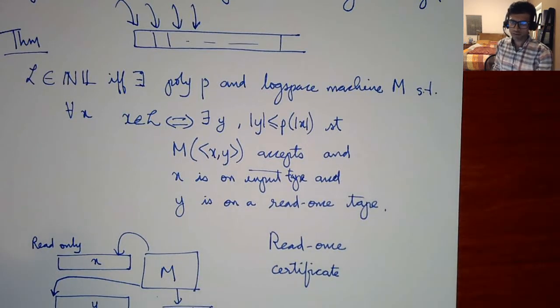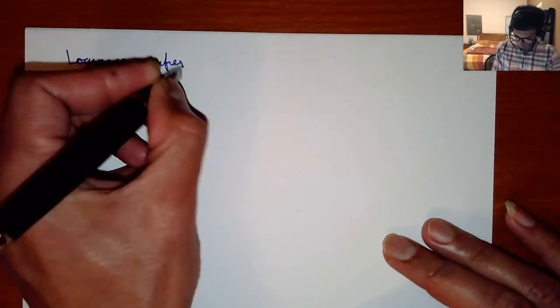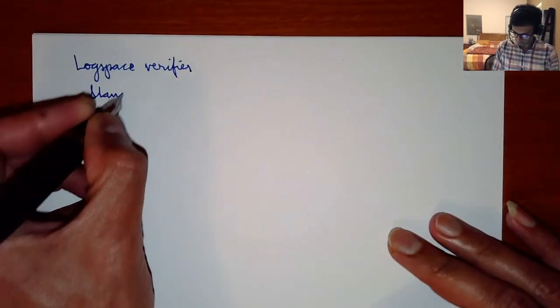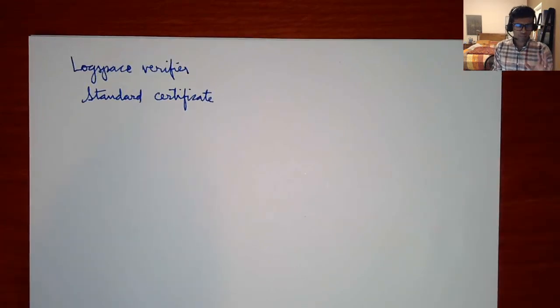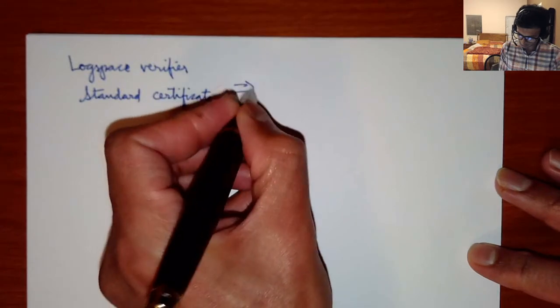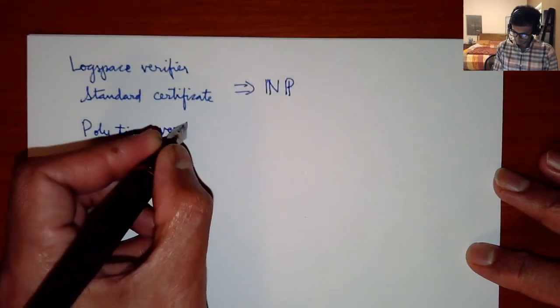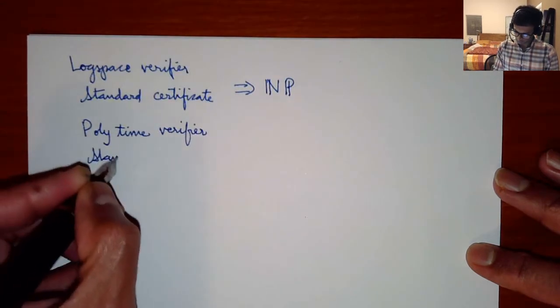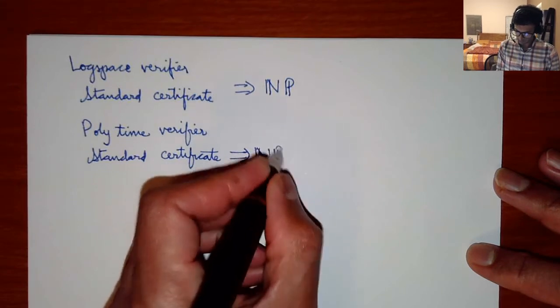Okay, so I'm going to write some things down here so that we can understand. So I'm referring to this machine as the verifier, remember? So you have a log space verifier with a sort of standard certificate, meaning that it's not read once. So standard, again, it's all polynomial size. This we said, log space verifier with a standard certificate, this was NP. When we did polynomial time verifier with a standard certificate, this is also NP.